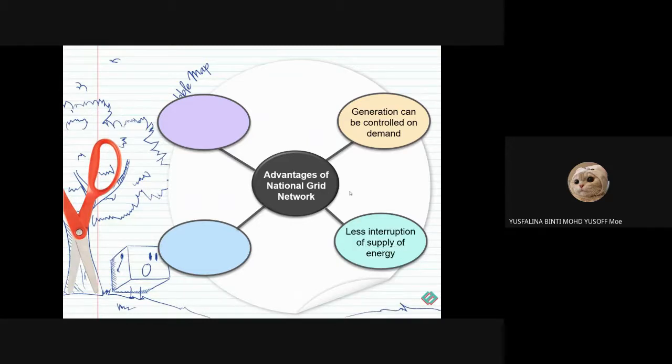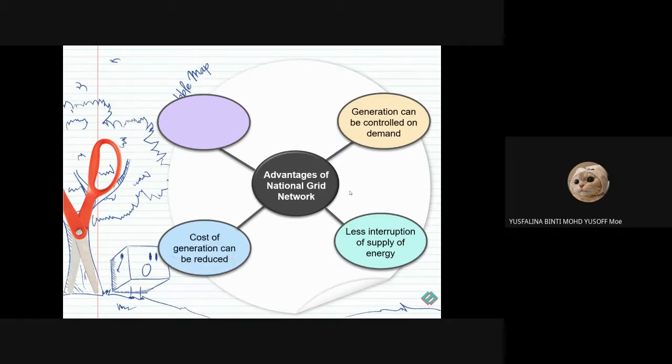And there is less interruption of the supply of energy. Like I said just now, if one place has a problem, we don't need to shut down all places, only that certain place that we need to shut down the electricity.